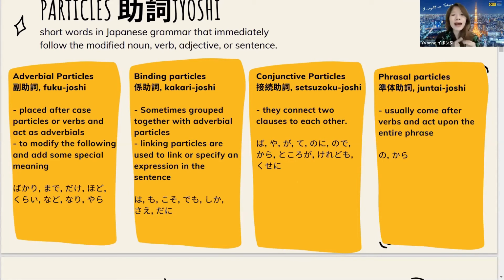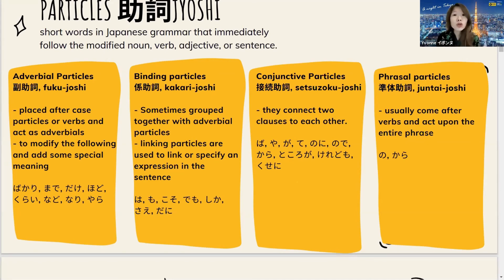Okay. Ba, ya, ga, te, no ni, no de, kara, tokoro, ga, mo, kuseni. Kuseni is a bit higher level. Kuseni is in JLPT N2, this word, because I just learned that last year. So phrasal particles, juntai joshi, usually come after a verb or act upon an entire phrase. No, kara. Okay, so I'm not going to talk so much on this.